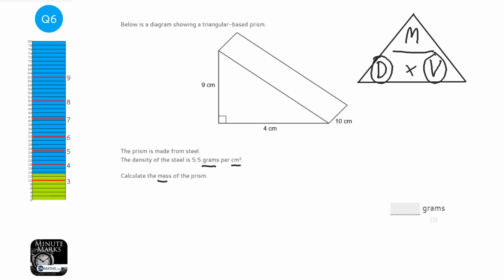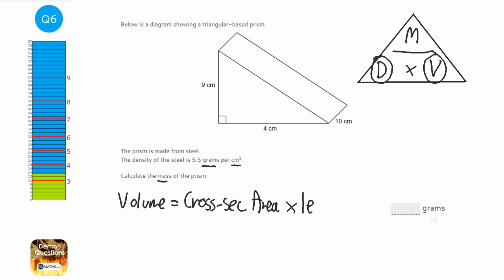So the first thing I need to do is work out the volume of the prism. So to work out the volume of any prism, it's the cross-sectional area times the length.